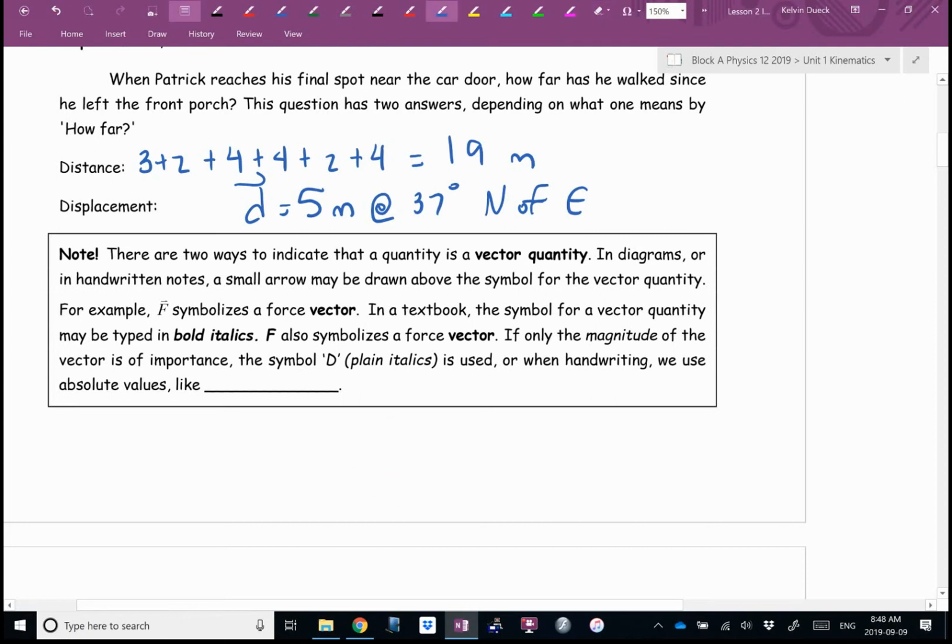In a textbook, you would just see a bold fonted capital F. If we just want the magnitude, so even though it's a vector, if the question just asks how big, I don't care about the direction. If we just want the magnitude, we often use absolute values. So if I just wanted the magnitude of the displacement, I used a lowercase d, so I'll do that, and that would be 5 meters.